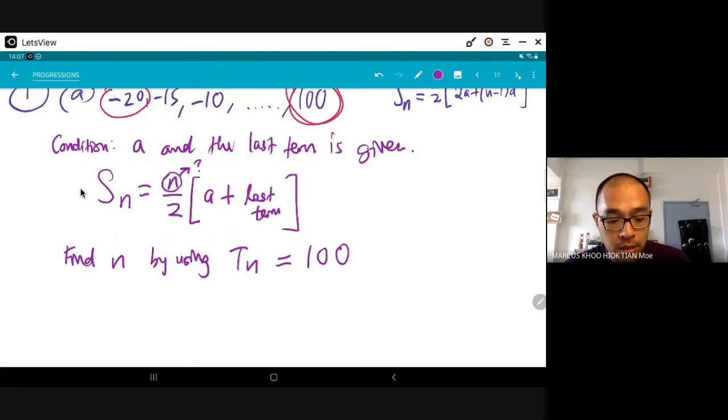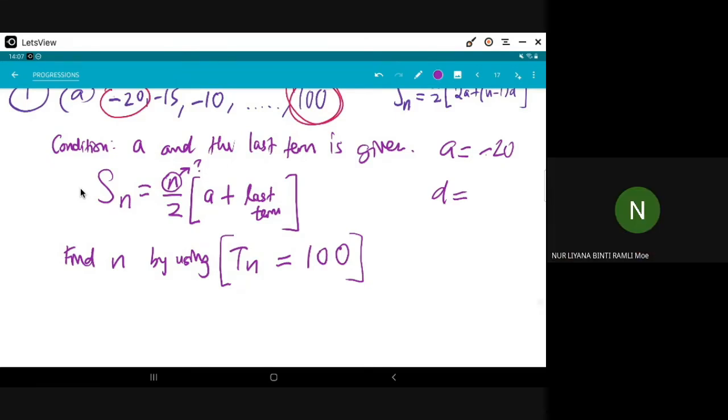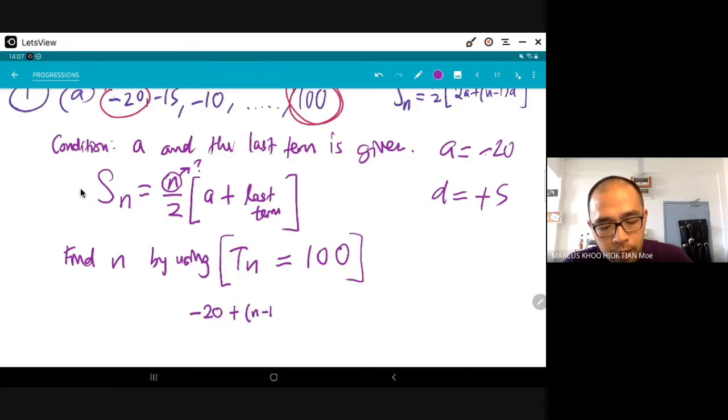Now, saya pernah tunjukkan? We know what is the A. We know what is the D. We can find N. Can you tell me what is the D again, please, everyone? A is negative 20. What is the D? Plus 5. Very good. So this will be negative 20 plus N minus 1 times positive 5 equals to 100.